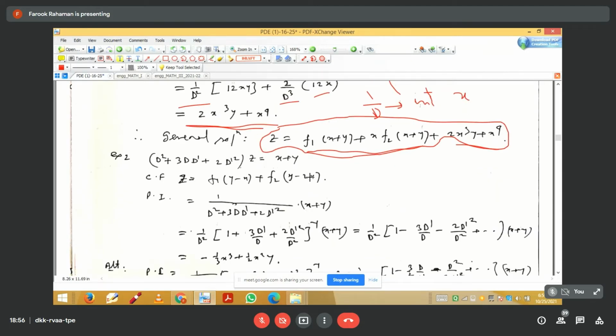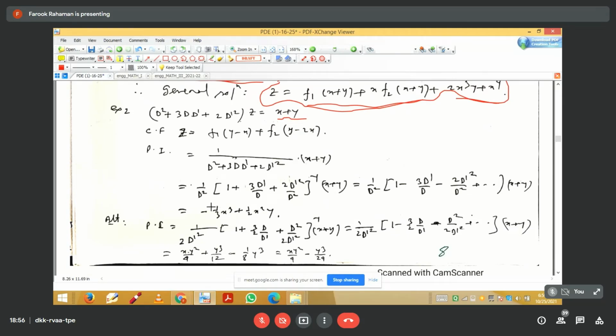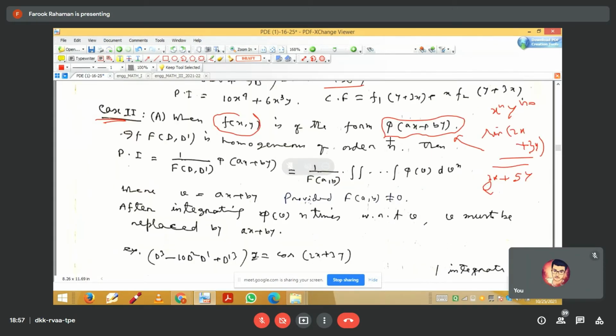Now take another example. The right hand side is again a polynomial form, x to the power something, y to the power something. Again, we write this equation as a function of ax plus by type. You just look very carefully. For the function of this particular form, the solution, that is the PI, can be found in this way.